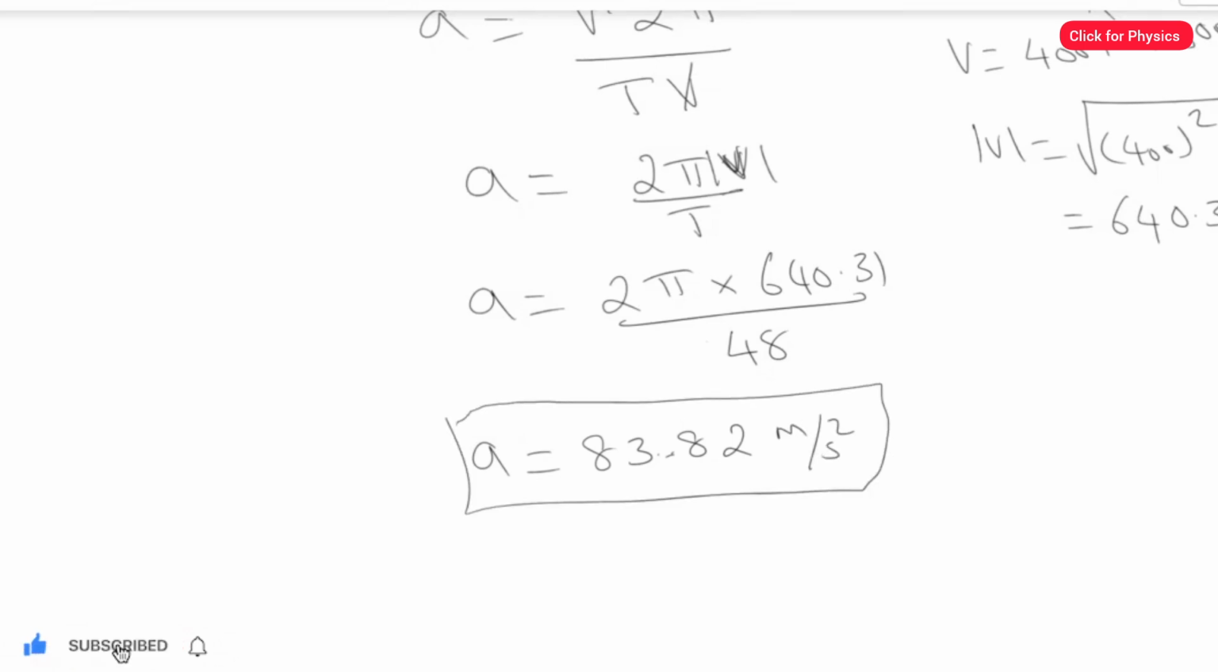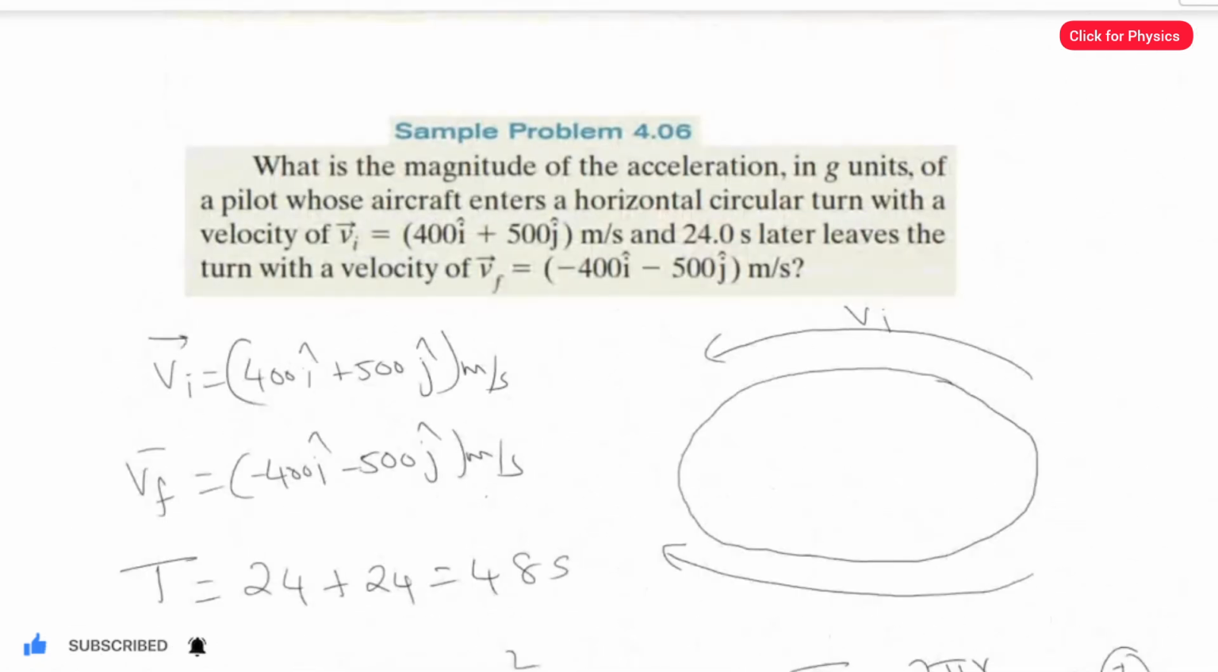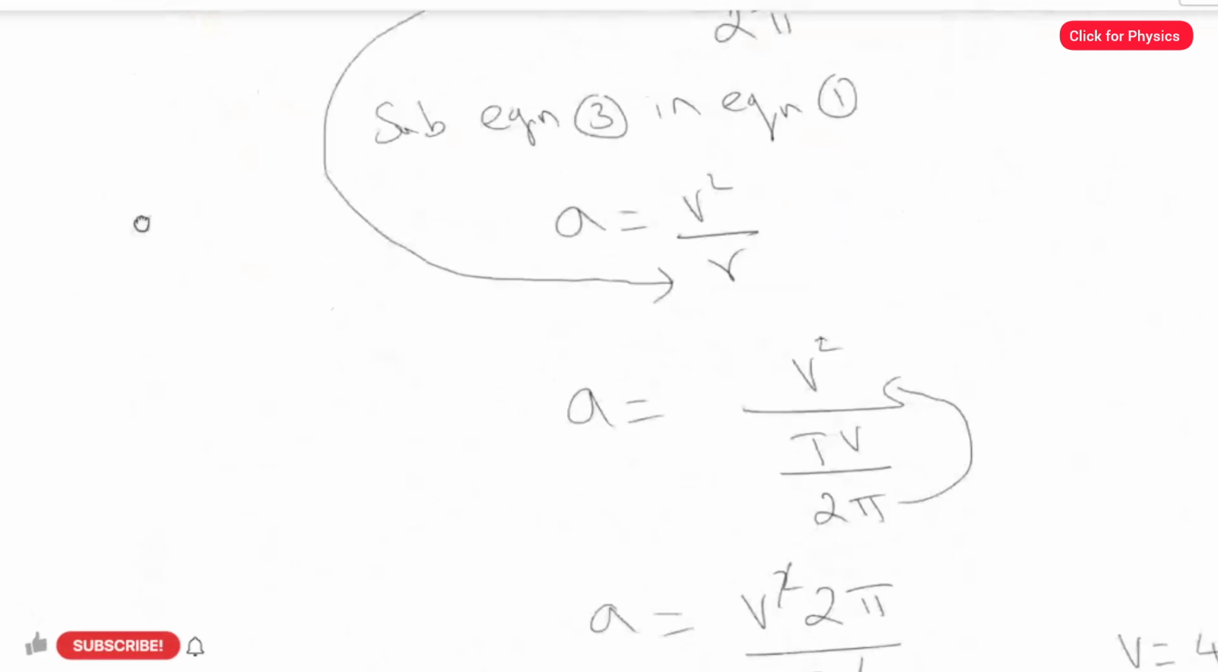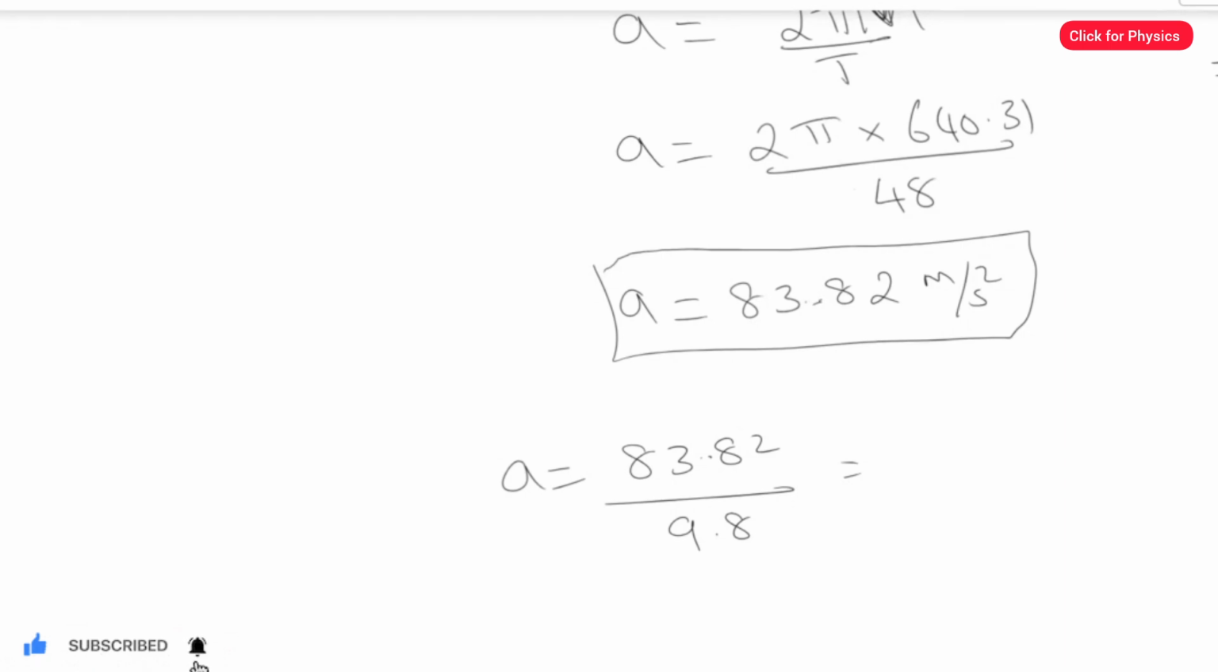But what they ask in this question is to give the acceleration in g units. So how can we give the answer of acceleration in g units? It's very easy. When you divide this acceleration by 9.8, we can give the acceleration in g units. So we have to divide this number by 9.8. Therefore 83.82 divided by 9.8. Let's see what's the answer.